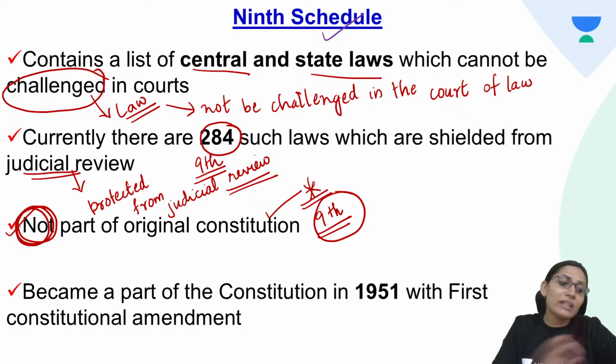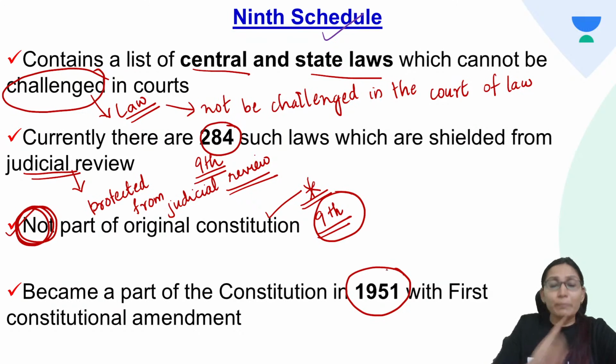Then, how did the 9th schedule come in? It became a part of the constitution in the year 1951 with the first Constitutional Amendment Act. So, be very clear, be very thorough that the 9th schedule was added to the constitution through the first Constitutional Amendment Act. Now, what is a Constitutional Amendment Act? A Constitutional Amendment Act is an amendment made to the constitution to add or to remove certain provisions from the constitution. Be clear with these two things.